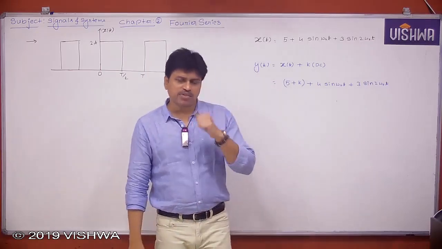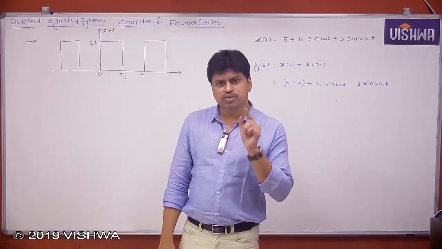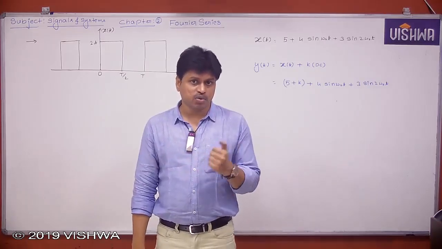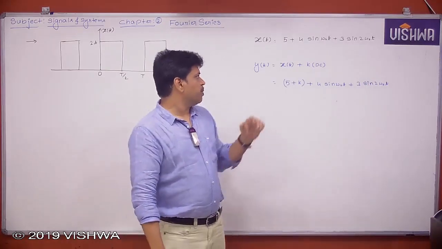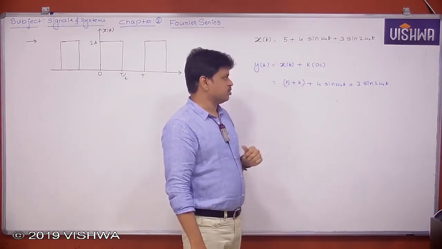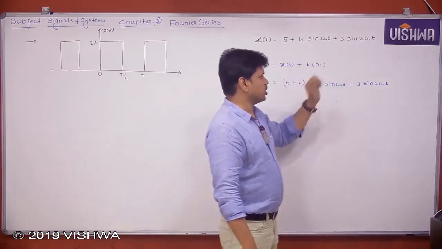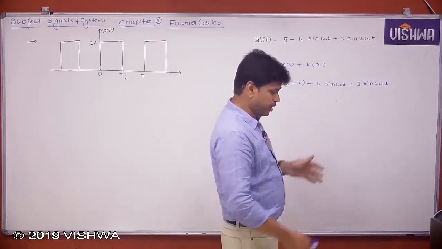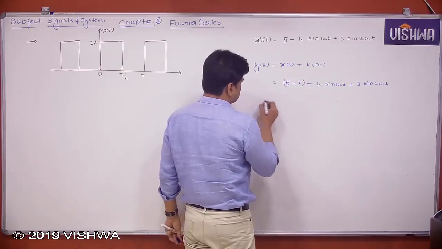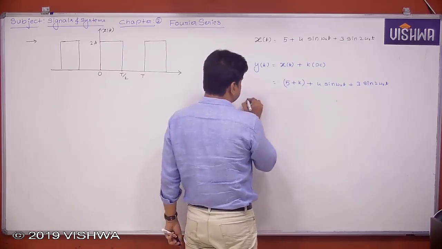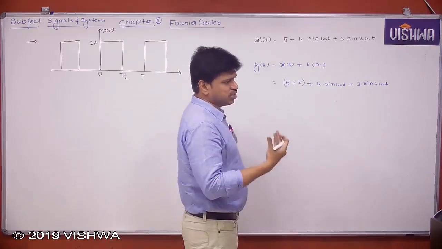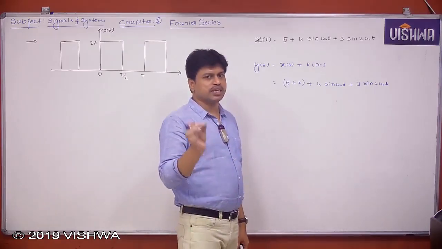So the conclusion is that by adding a DC value to any signal, only the DC value changes, but not the harmonics. Can I conclude that? Yes. This is a very, very important point. In general, if I write x of t like a Fourier series expansion and you add a k value, that is going to change only the a0 value.